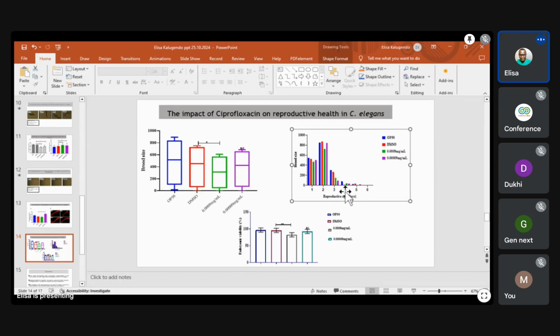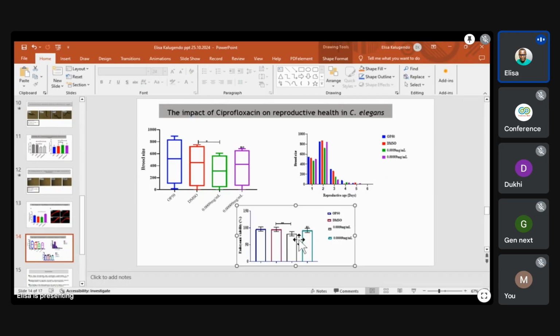We say maybe this highest concentration could have interfered with the endocrine system of the animals, like those hormones which are involved in the reproductive system of the animals. Hence, there was cessation in the egg-laying behavior and the overall metabolism of the animals towards reproductive activities.